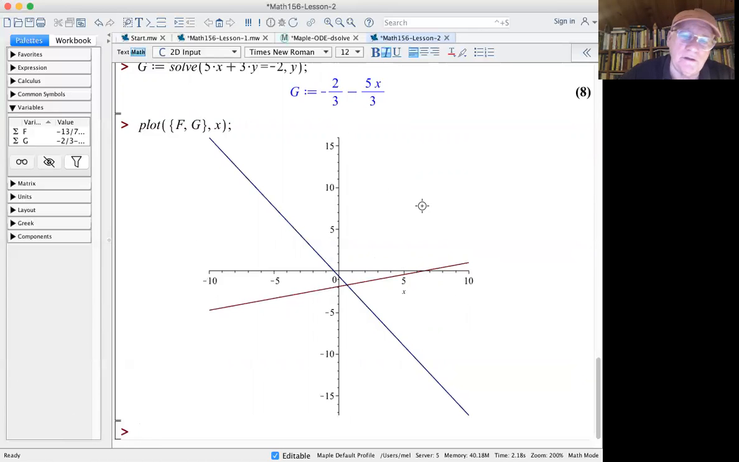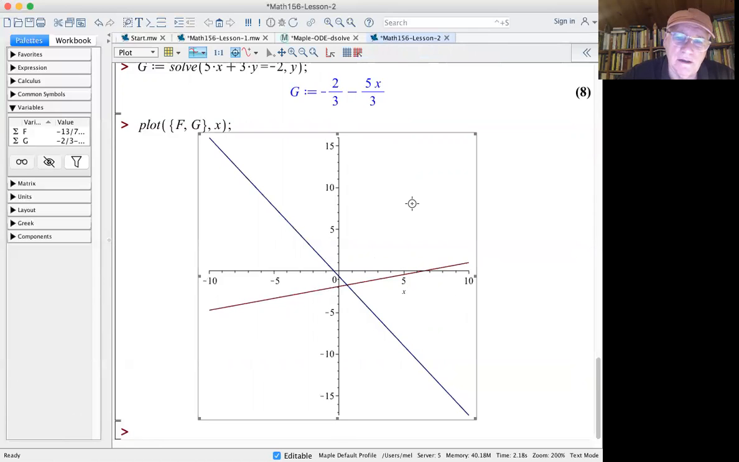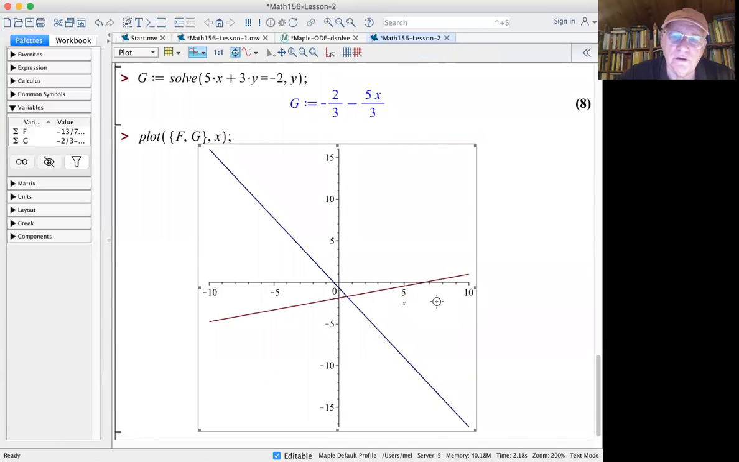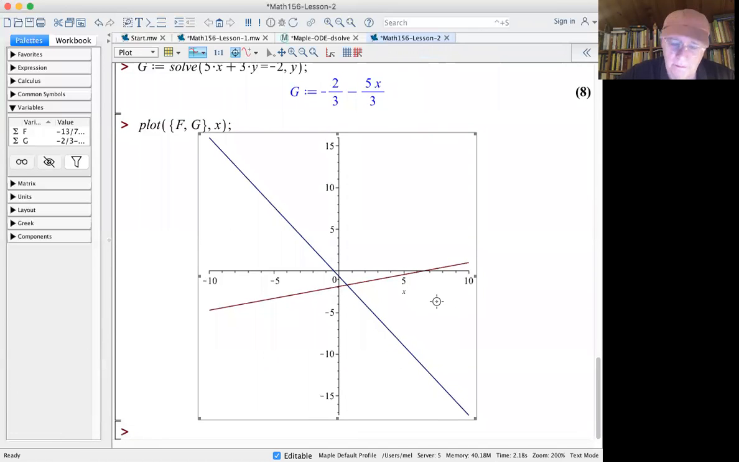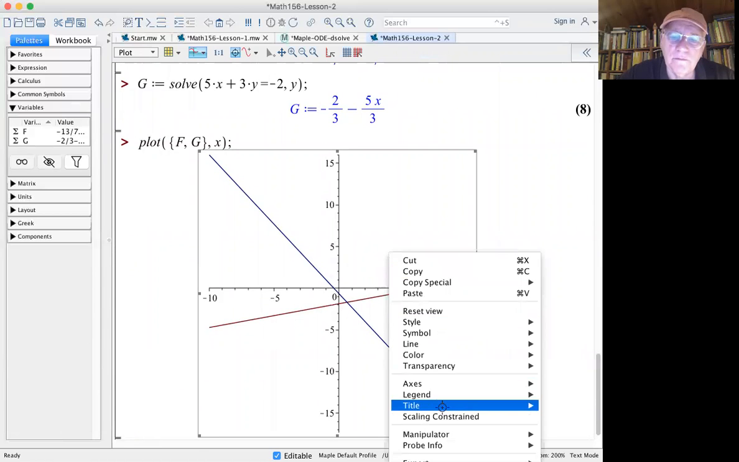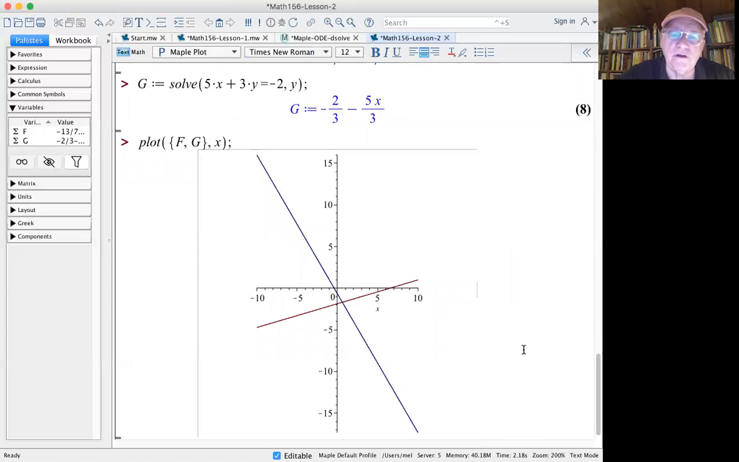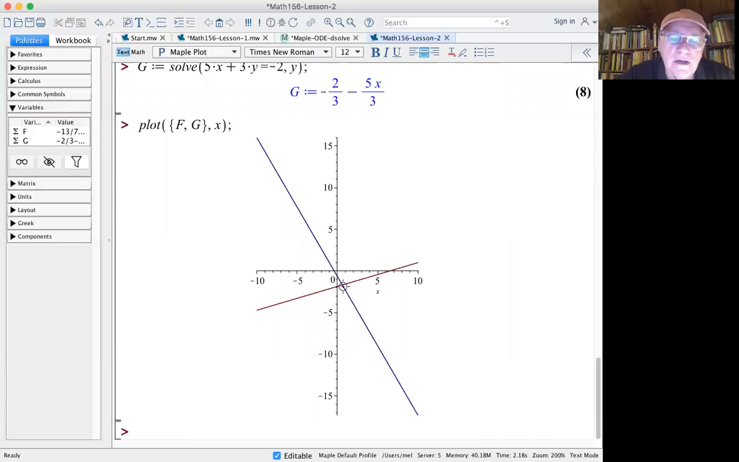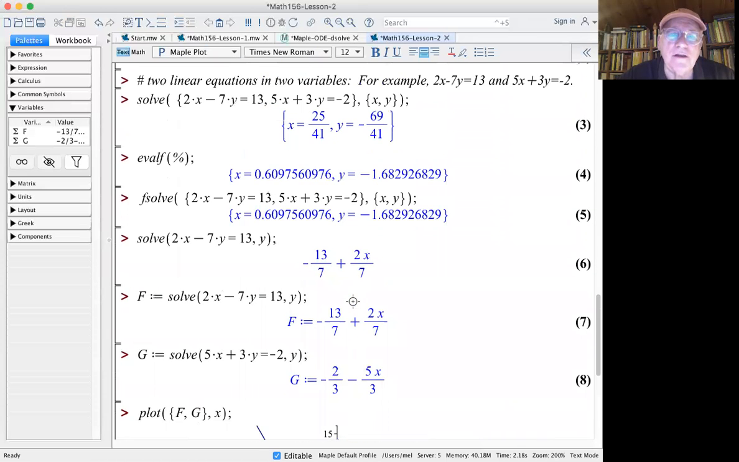If I wanted it really drawn to scale, I can, let's see, it's always tricky in Maple to do. There we go. Click on scale and constrain. Now it's drawn to scale. In any case, this is the point where the two lines cross. What are the coordinates of that point? Well, we know what they are. We just calculated them. 0.6 and minus 1.68.